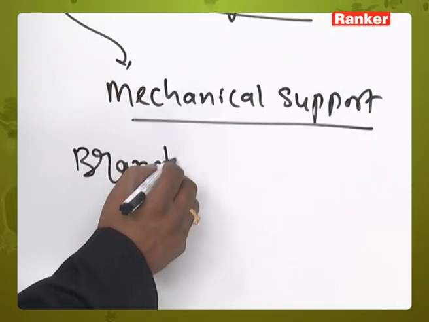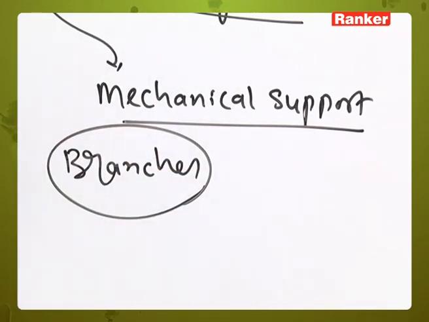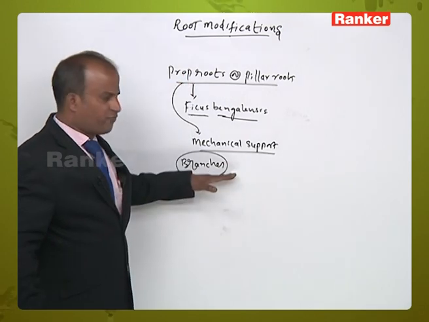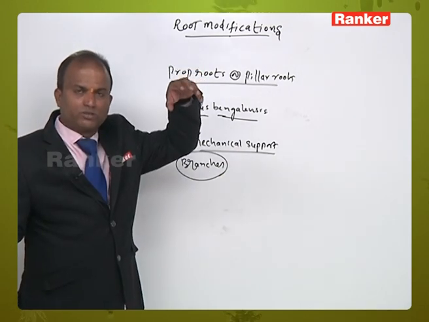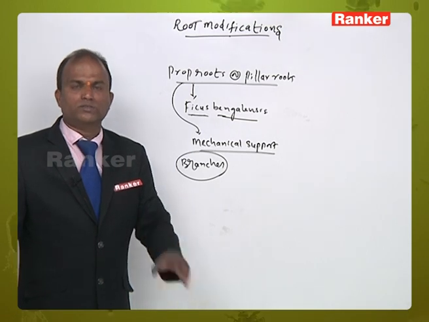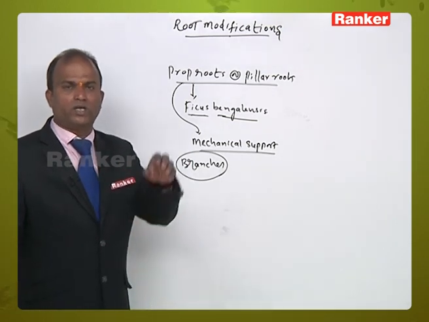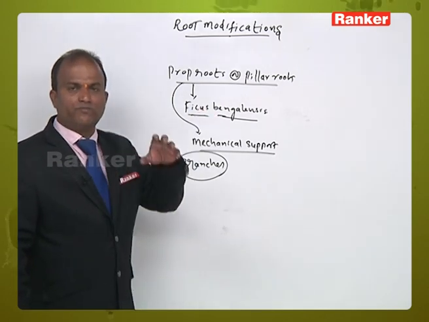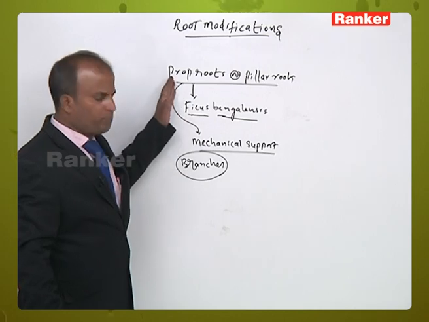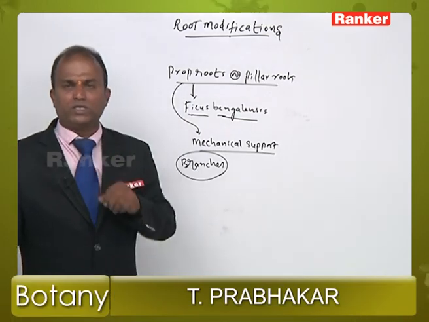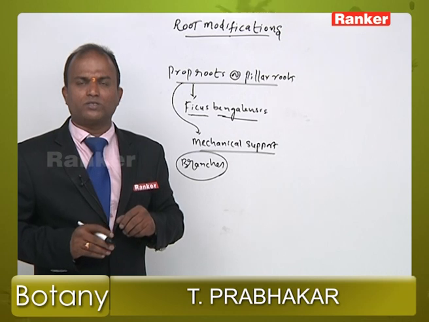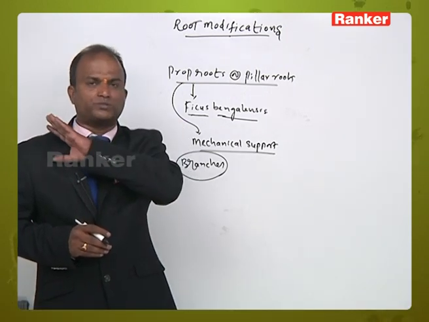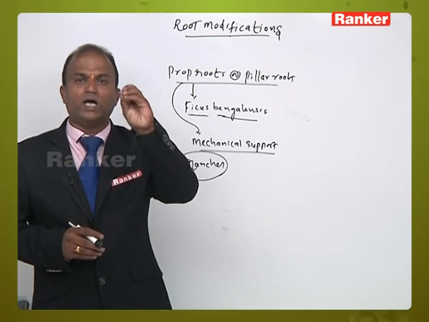These prop roots or pillar roots develop from the branches. Slowly they move towards the soil, penetrate into the soil, and give mechanical support to Ficus bengalensis. Do the prop roots or pillar roots act as original roots? No, they do not. They function like a root and give mechanical support, but they do not help in absorption of water and minerals.